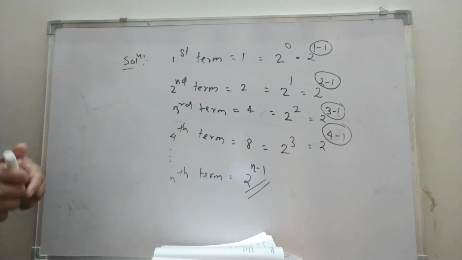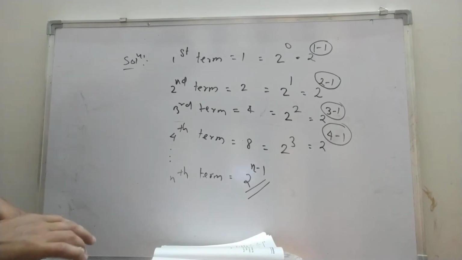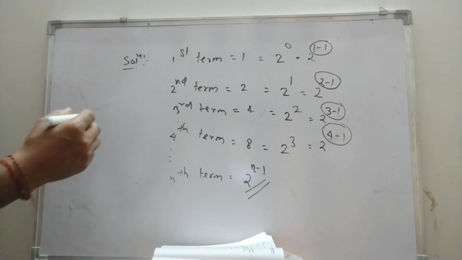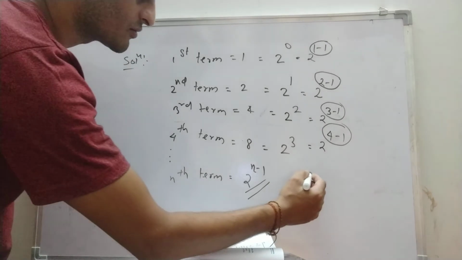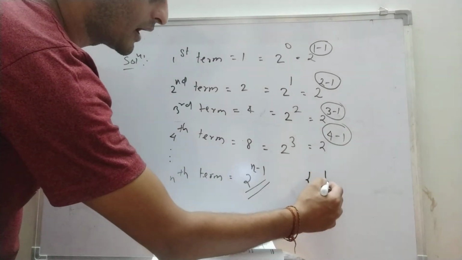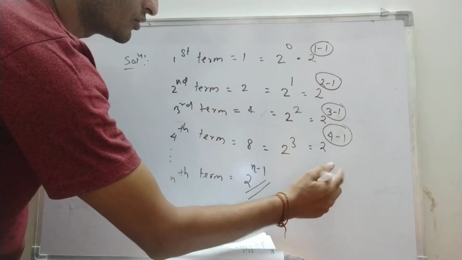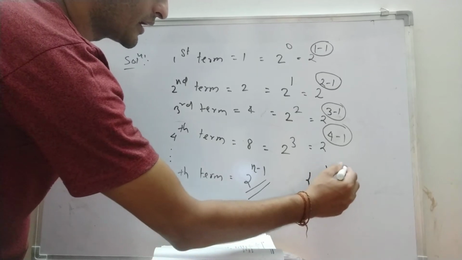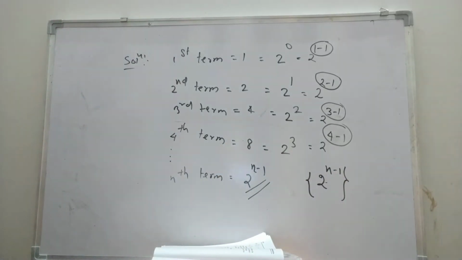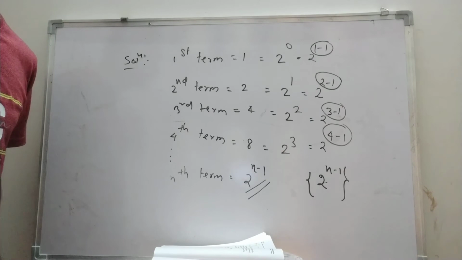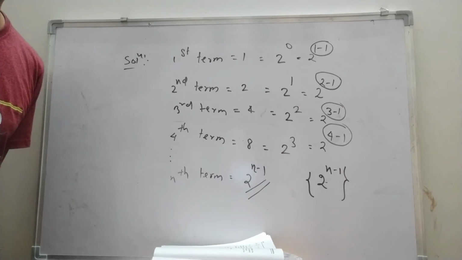And students, this is the general term of our sequence. So what will be the general term of the sequence? The general term of our sequence will be 1 by 2 to the power n minus 1. This is the general term of our sequence.